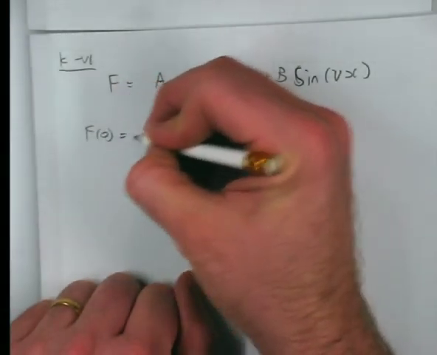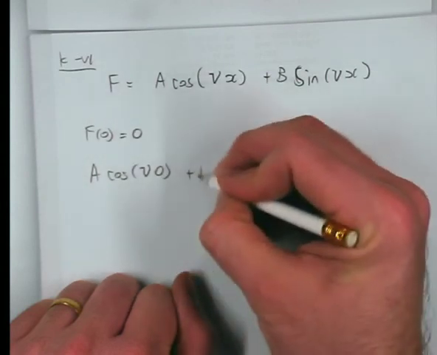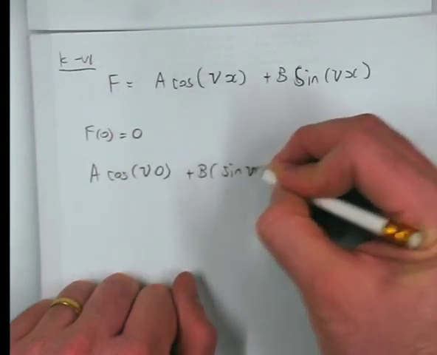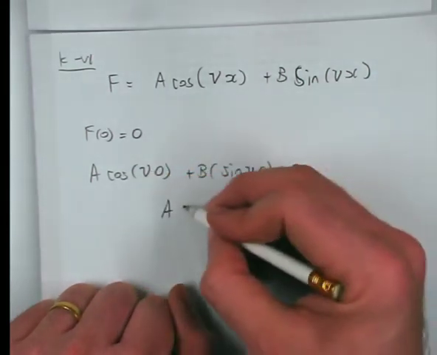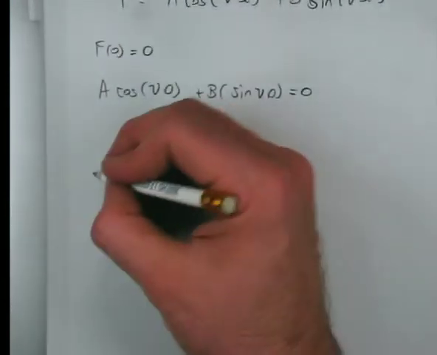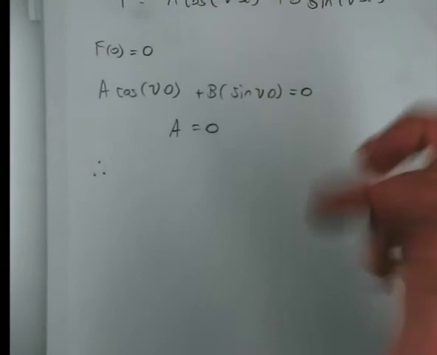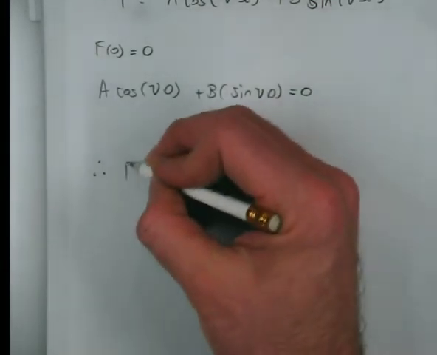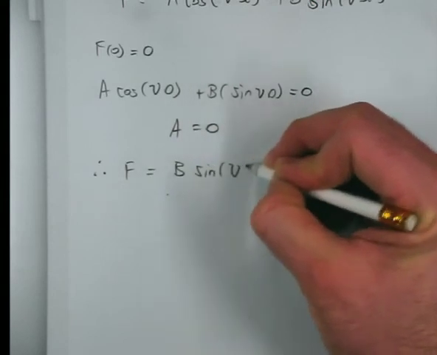F of 0 is 0, so a cos of nu times 0 plus b sine of nu times 0 is 0. Now cos of 0 is 1, sine of 0 is 0, so a is 0. That's awesome, and because a is 0, I can sub that back in early because it's going to make my life easier. I could have done it separately, but it's a really good plan to do it now. So therefore f is actually just b sine nu x.